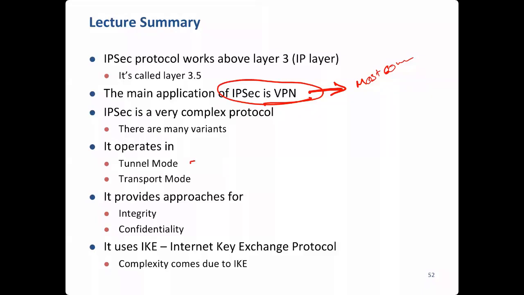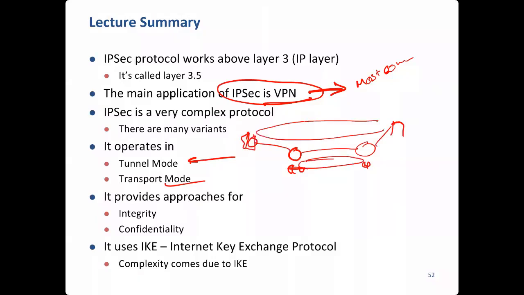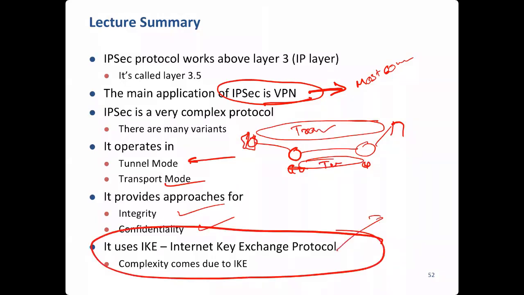As we discussed, it works in tunnel mode between gateway and gateway, or it can work in transport mode, wherein it can be machine to machine, end to end. So basically, transport mode is this, and tunnel mode is this, and transport mode is end to end. It provides confidentiality and integrity and is based on the Internet Key Exchange protocol, IKE, which we are not discussing in detail, but which is essentially to establish security associations between endpoints.